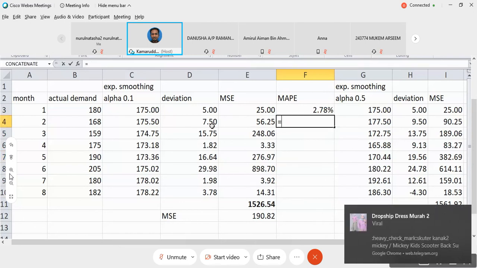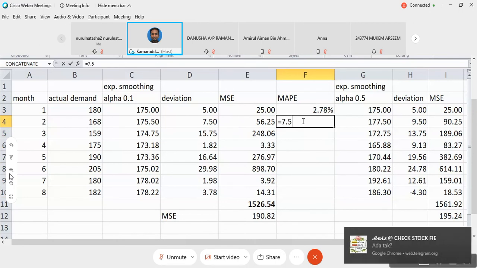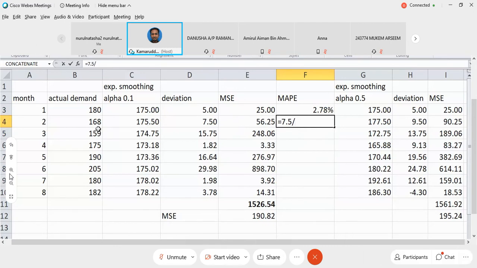And for the second, let's say for the second error, 7.5 divided by actual demand here 168. So the percentage value is 4.46. How do we get the percentage value? Just multiply with the 100%, right? So we get the percentage value.